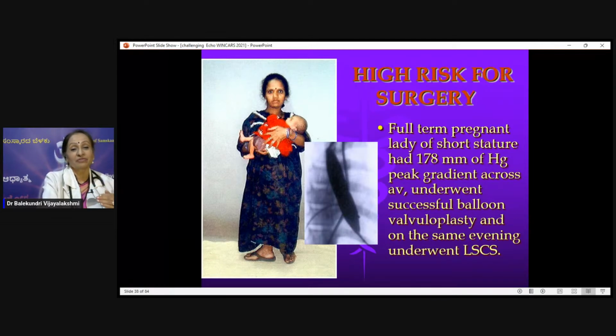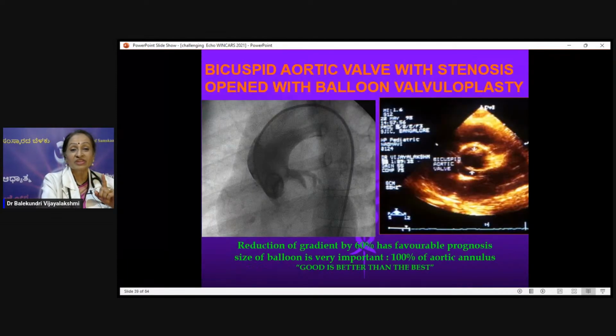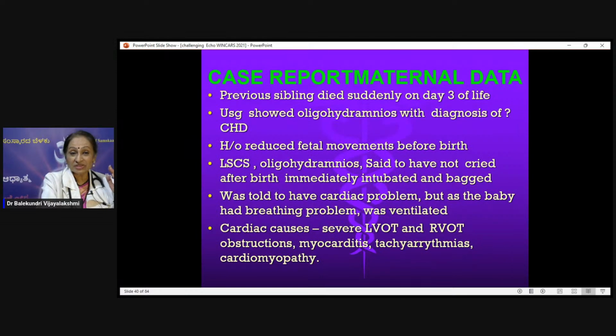She came to me after 1 week and showed the baby, and afterwards she never came for the follow-up of the aortic stenosis. And after 1.5 years, she came back only when she was pregnant again. So this is how our people are, and we have to educate that this bicuspid aortic valve can have stenosis, aortic regurgitation, and it has to be treated in time so that we can give the best result.